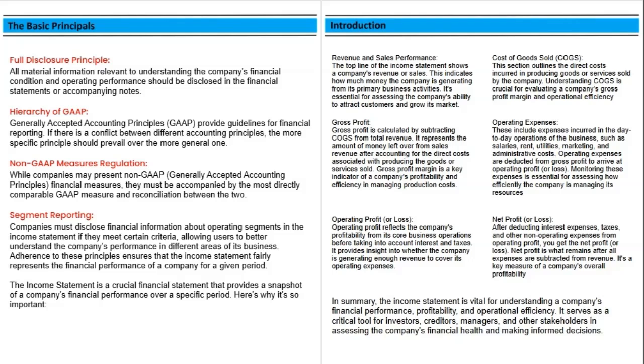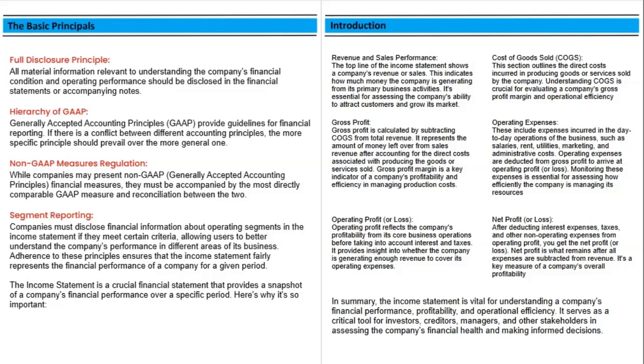We then move on to the hierarchy of GAAP, or the generally accepted accounting principles. These principles provide the guidelines for financial reporting. If there is a conflict between the different accounting principles, the more specific principle should prevail over the more general one. Which one to go with and when? Please stop the lesson for a moment and review the concepts discussed. Have a notepad at hand and write down important points to help you understand.